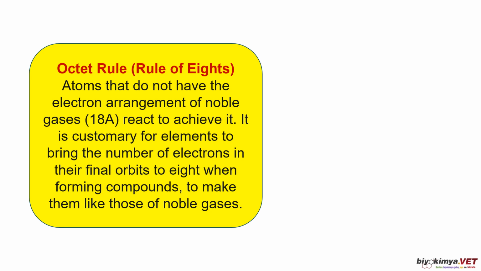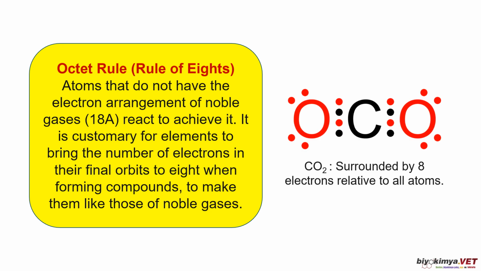Yes, the octet rule is important, because atoms that do not have the electron arrangement of noble gases react to achieve it. It is customary for elements to bring the number of electrons in their final orbits to 8 when forming compounds, to make them like those of noble gases. And here you see carbon dioxide, with all atoms surrounded by 8 electrons.